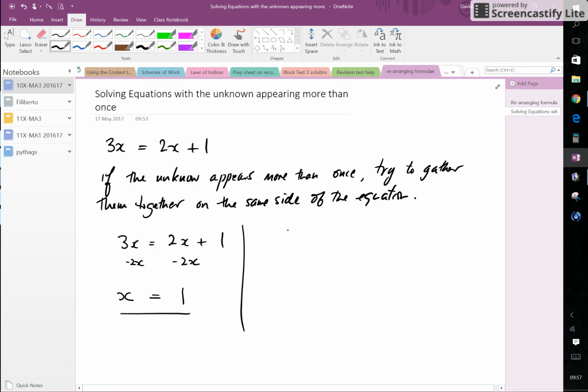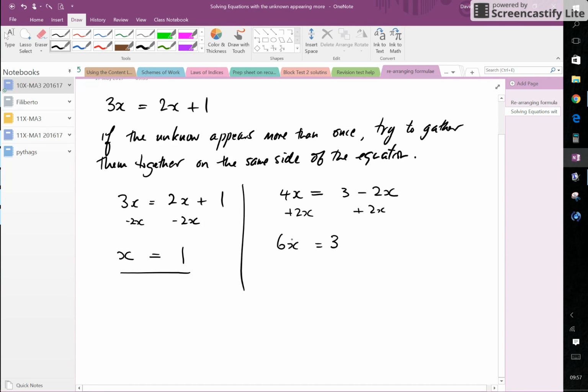Let's try another example. 4x equals 3 minus 2x. Here, what we want to do is to remove the x's from this side. We notice that we've got minus 2x here. So if we add 2x to both sides, that removes the 2x from here. If we add 2x to 4x, we get 6x. And if we add the 2x to minus 2x, we get nothing, plus the 3 that's already there, so we get 3.